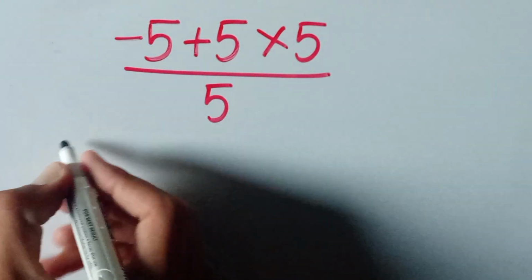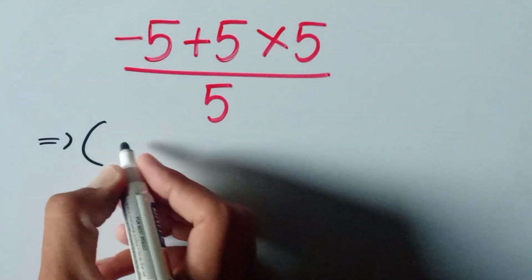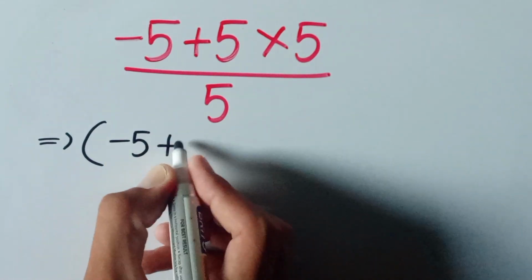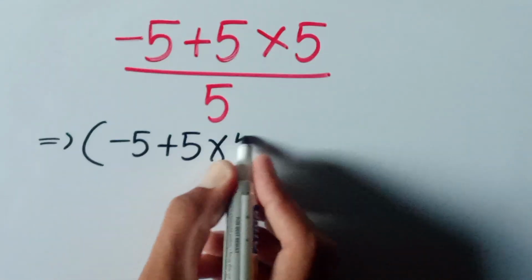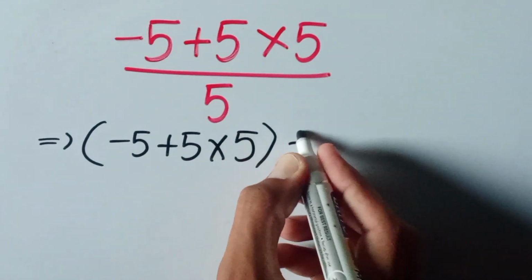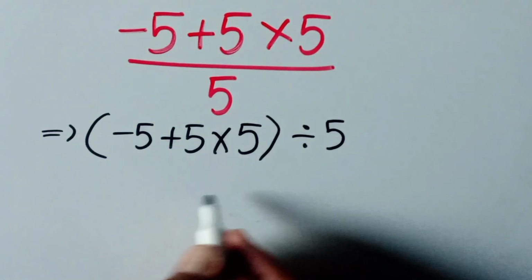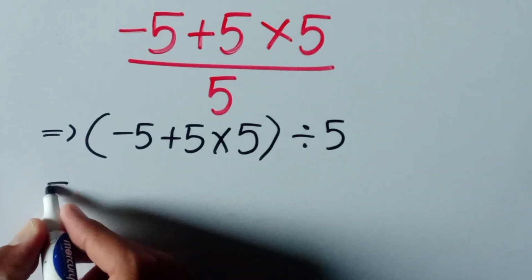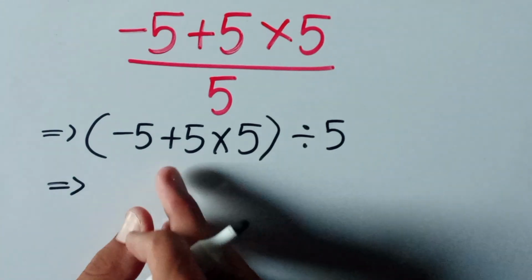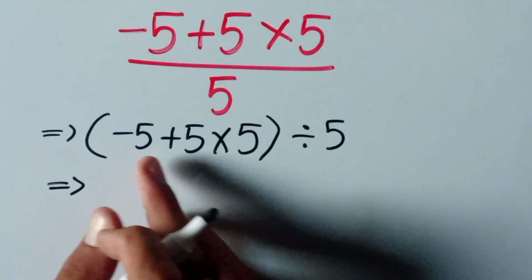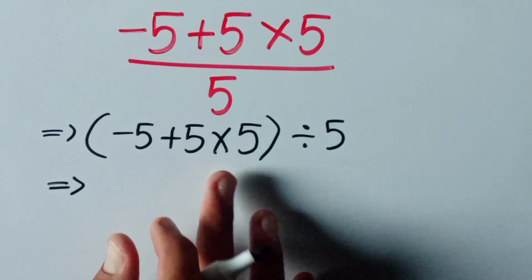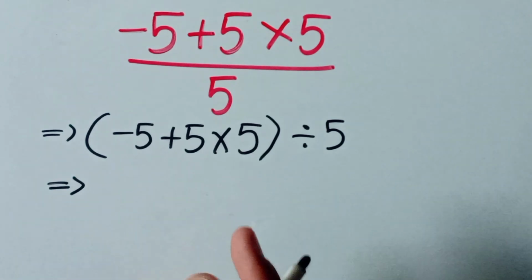So firstly we can write it as parentheses minus 5 plus 5 times 5 divided by 5. Okay guys, now from here, parentheses have higher priority than division. So in parentheses include multiplication, addition and subtraction. So multiplication has higher priority than addition and subtraction.